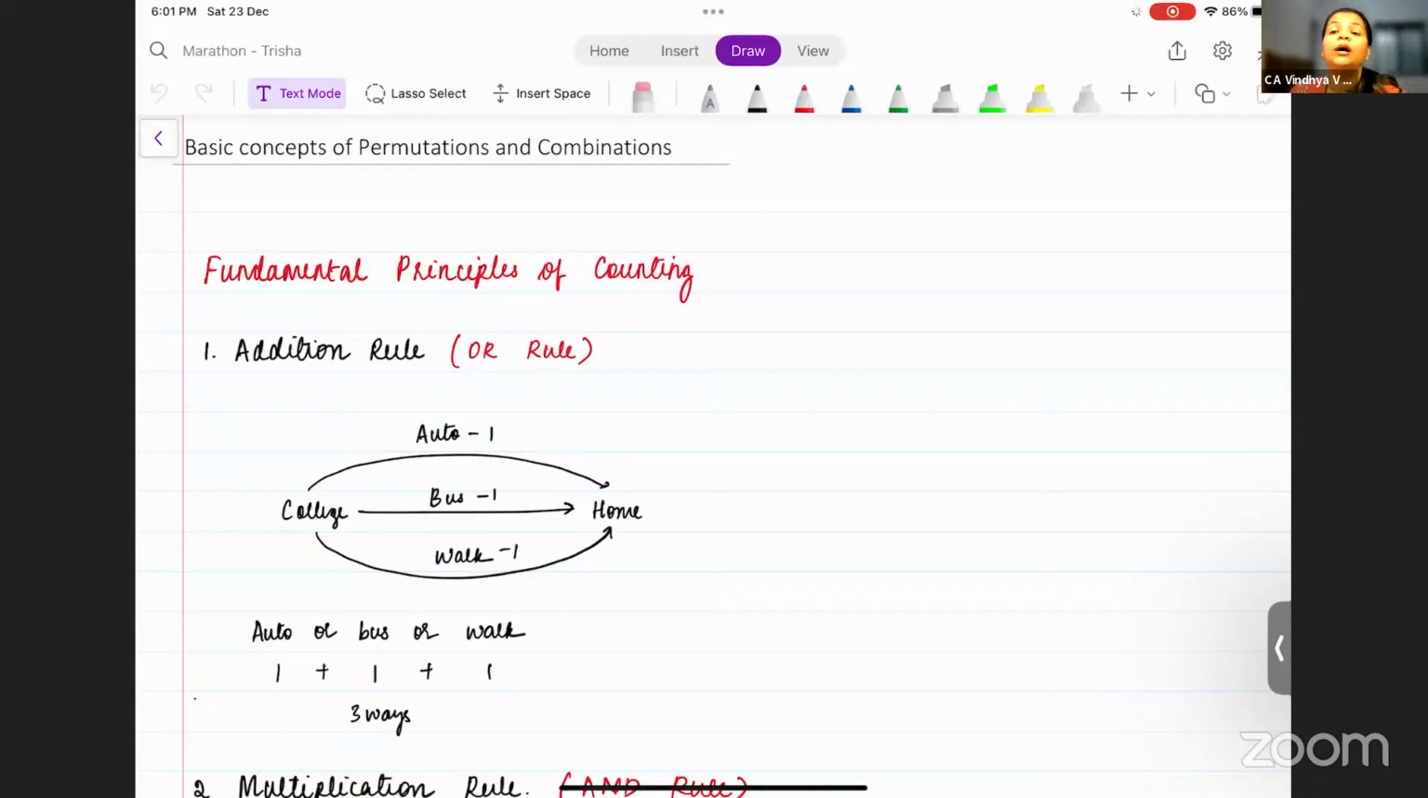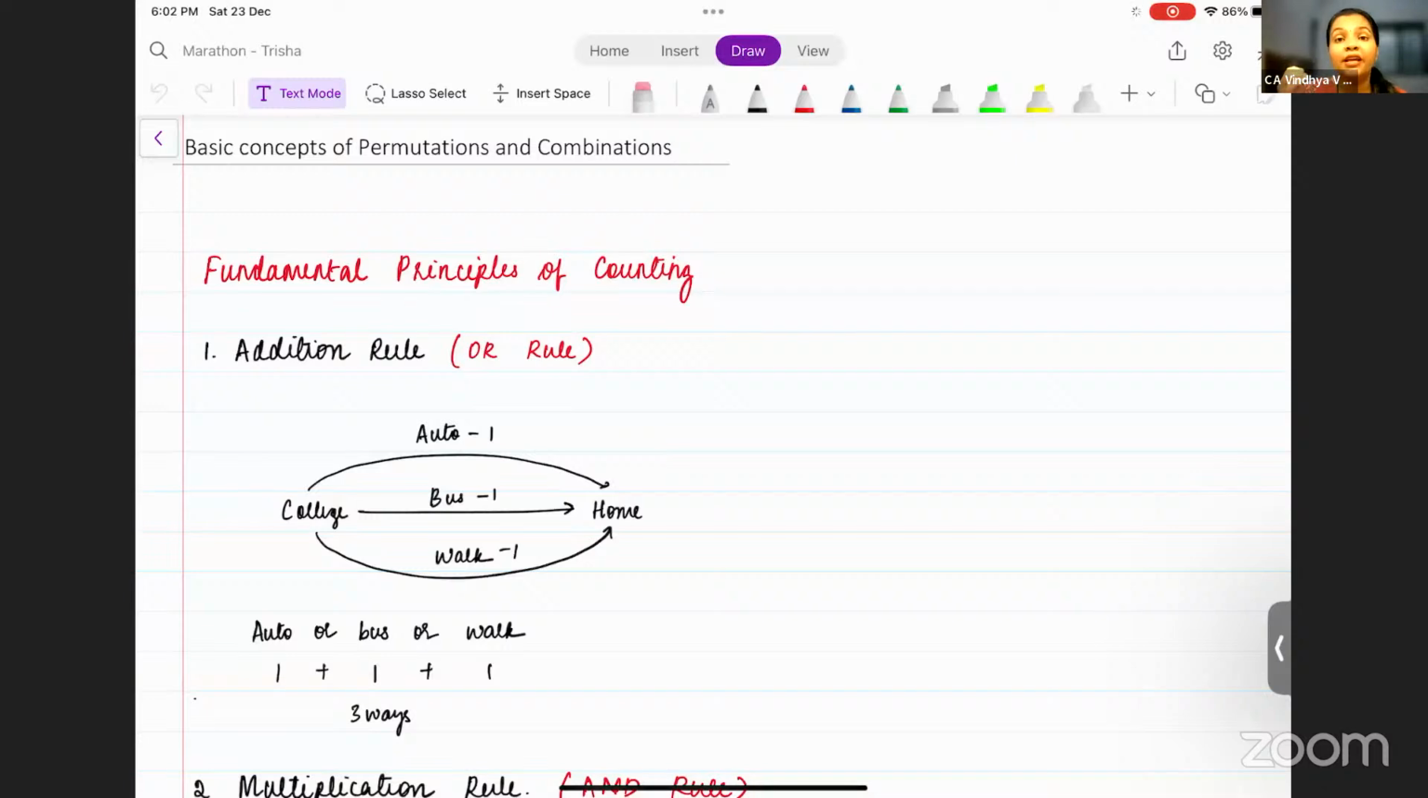So now to complete this task, let's say you have three options. You can go by auto, you can go by bus, or you can walk. These are the three alternatives or options that you have. You have various, I know, but I have considered only three of them. Now, you have to perform this task or job once, correct? That is today. Let's say you have to go back to your home. Today you're in the college right now. You have to go back to your home.